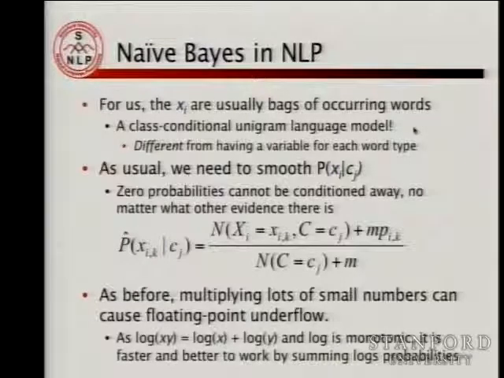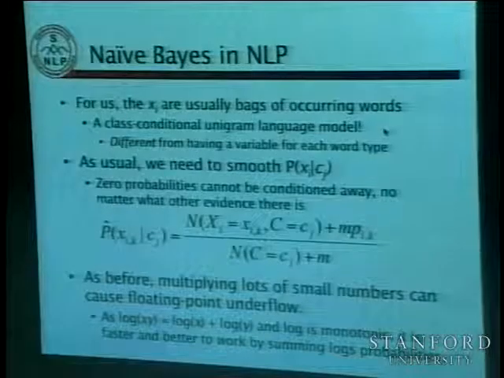I won't dwell on this, but there's another way you can make a naive Bayes model for text, where you take the X variables to be word types. So you have a variable for house and a variable for garden and a variable for travel and things like that. And you can do that, and if you paid attention in 228, it might seem the more natural way to do it. But it actually doesn't work as well for just about any NLP application. So think of it as a class conditional unigram language model, and you won't go astray.